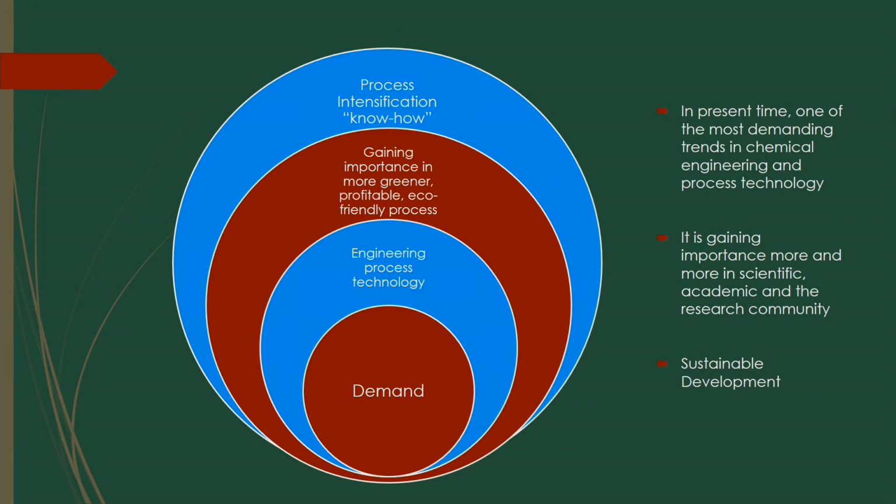So, you have to develop or design the process in a sustainable way so that you can get more products in the market in an intensified way, while also consuming less energy and being eco-friendly. That is why process intensification is gaining importance in greener, more profitable and eco-friendly processes in industry. So, you have to know the different methods and how to do that intensification.